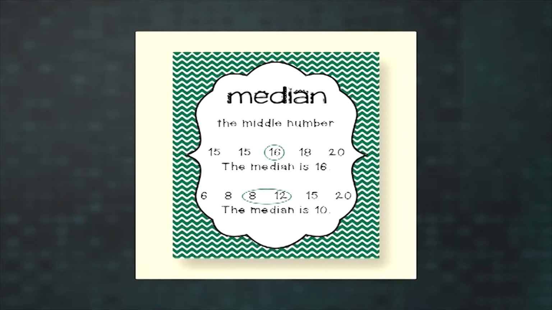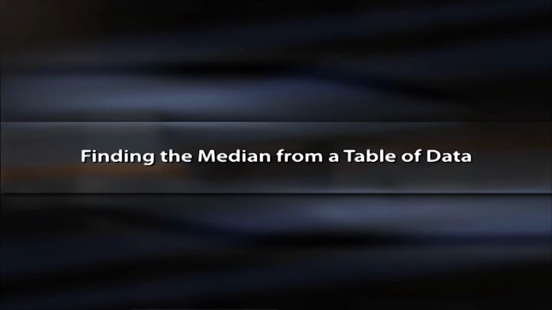The median value of a set of data is the middle value of the ordered data. That is, the data must be put in numerical order first. In general, the median is at the (n + 1) divided by 2th value. Finding the median from a table of data.